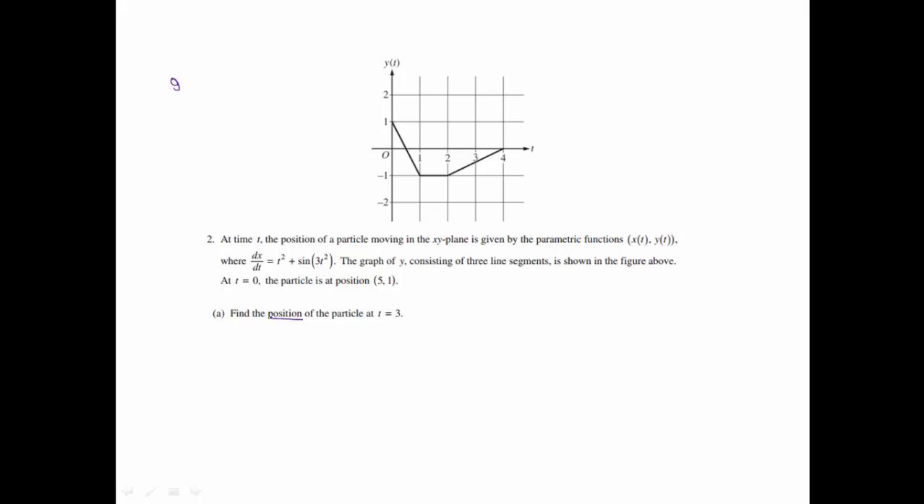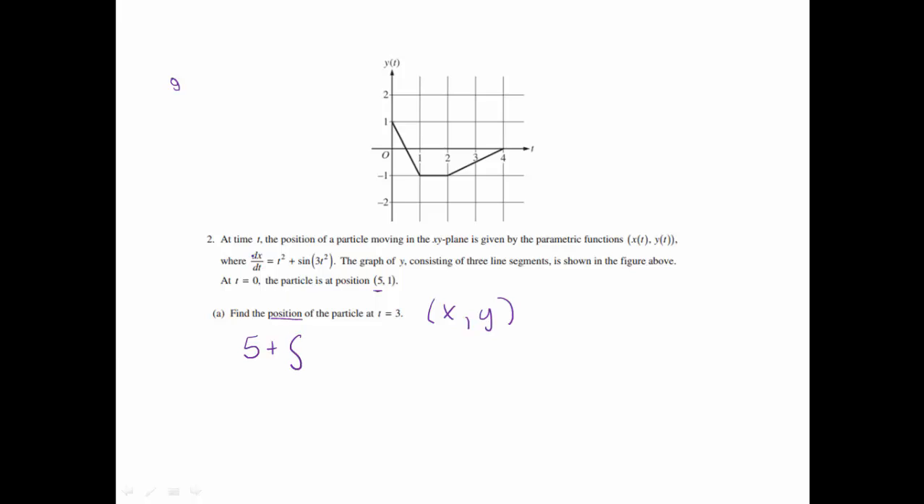So if we want the position of the particle, since it's a parametric function, we're going to have an x value and we're going to have a y value. So we want to find both of those. We know the derivative of x. So to get where the particle is at t equals 3, there are 2 things we're going to do. First of all, we're going to consider where the particle started. The particle started at 5 in the x direction, and then we're going to find the change in position from 0 to 3.